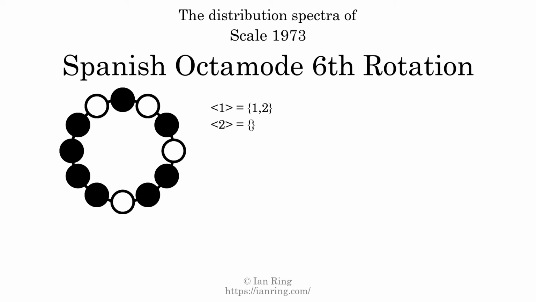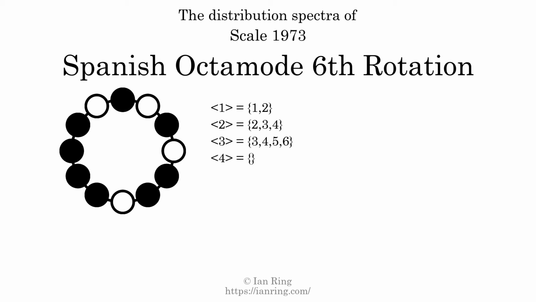The generic interval of two scale steps comes in three different specific interval sizes, 2 semitones, 3 semitones, and 4 semitones. The spectrum width of this generic interval is 2. The generic interval of 3 scale steps comes in 4 different specific interval sizes, 3 semitones, 4 semitones, 5 semitones, and 6 semitones. The spectrum width of this generic interval is 3.